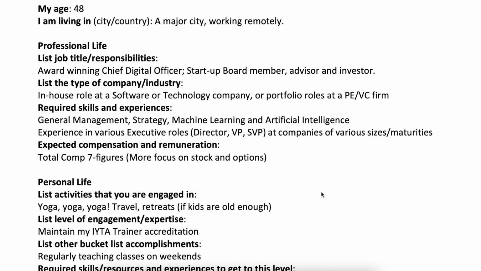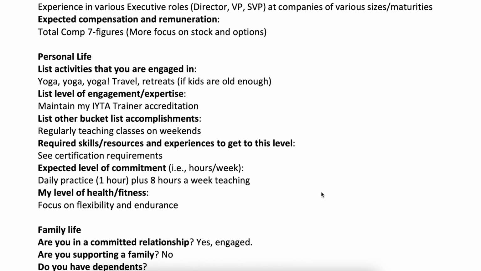About comp, she looked at a couple of remuneration studies and saw that something she would like would be ideally making up to 7 figures a year. We talked about the composition, and she agreed that a lot of that would be more on stock, performance options. A couple of things 20 years into the future.